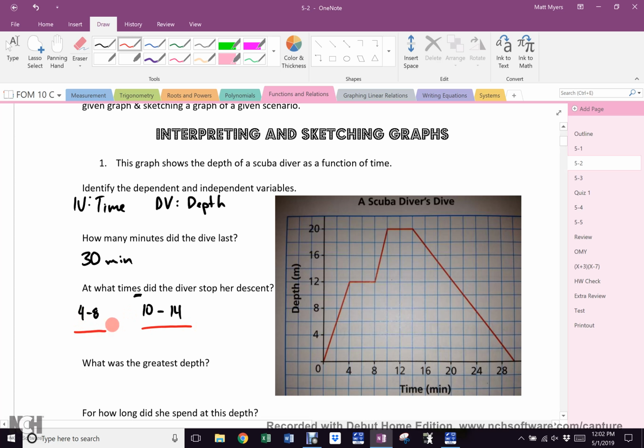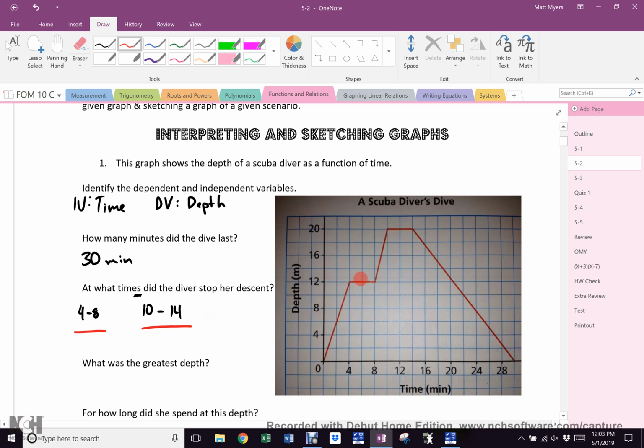No. So here is where she found Dory. Here is where she found Nemo. Get it? And once she's found Nemo, she's going back to the boat, because what else are you going to see under there? Everybody understand? The flat line means that.